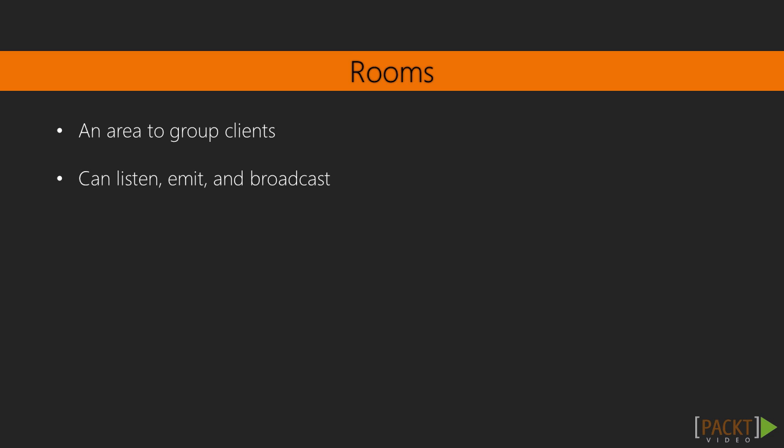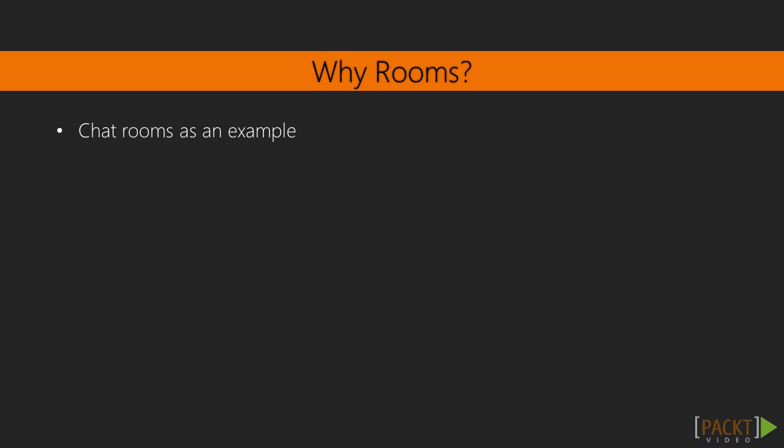First, what are rooms? A room is an area where we can group clients. This is completely done on the server side. The client does not know that they are in a room. This allows us to treat that room like its own little Socket.io area. This means that we can listen, emit, and broadcast to that room.